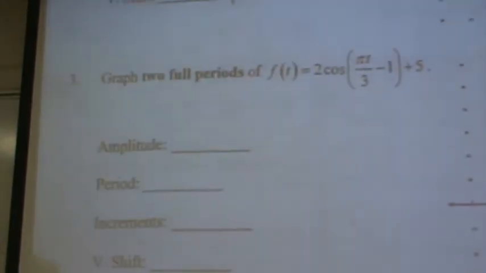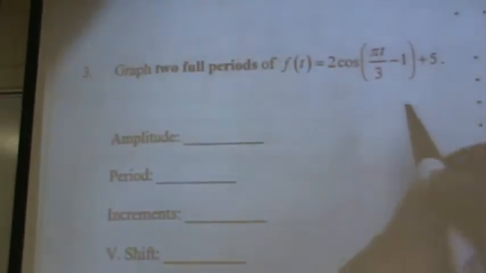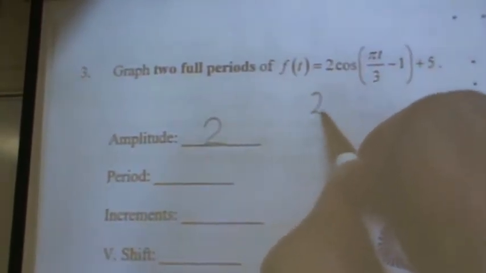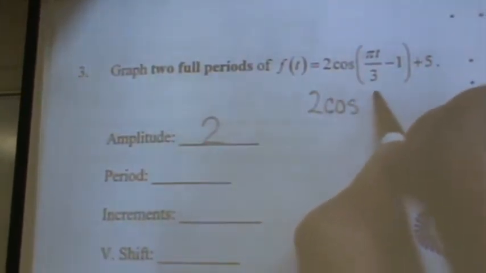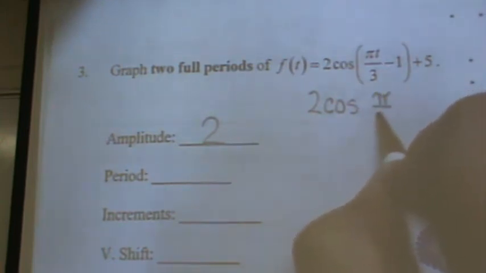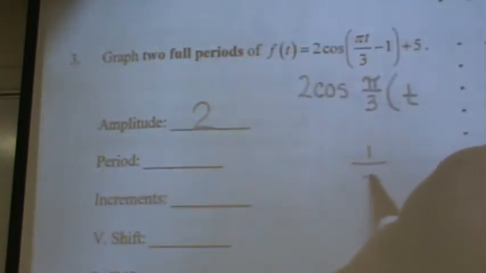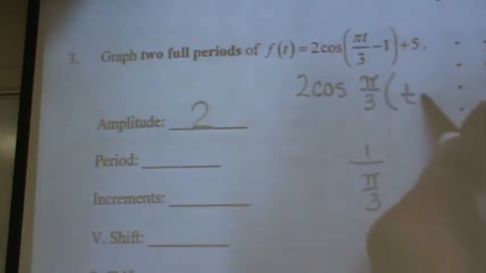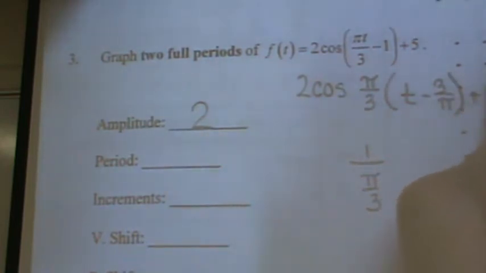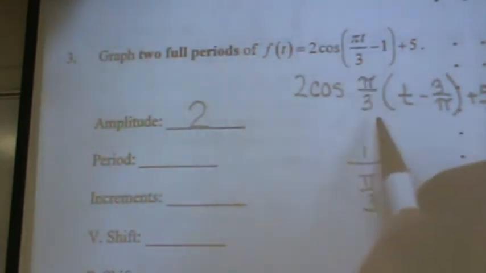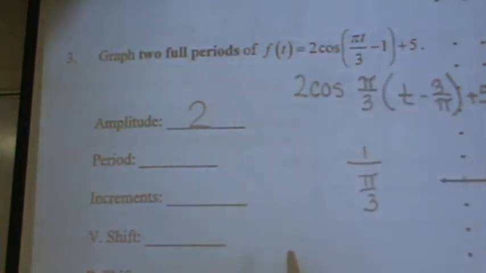Okay, next. Number 3. What's your amplitude? What's the B value? Let's pull it out. Some people have a hard time with this. B is pi over 3. Now, what you're going to do is you're going to do 1 over pi over 3, which is 3 over pi. Now, I double check. This times this is that. This times this is negative 1. It's good.